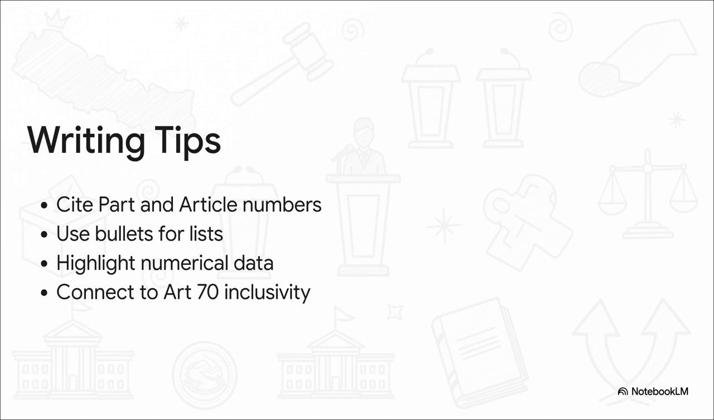Use bullet points for lists like qualifications, so it's super easy to scan. Emphasize numerical data, like 45 years or the 5-year term. And for those analytical questions, always connect the prompt to the inclusivity mandate of Article 70.